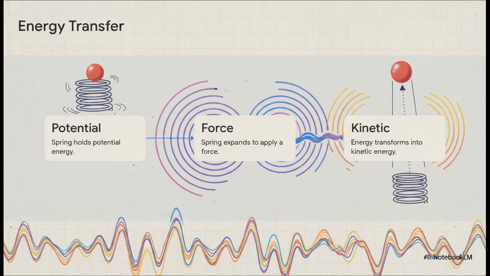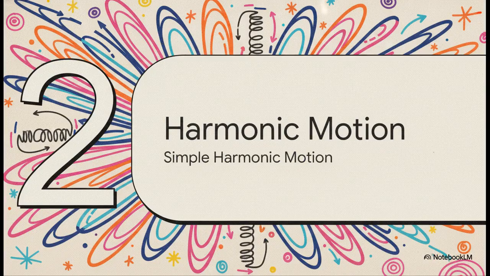So let's actually track how that happens step by step. Step 1, like we just said, the spring is holding all that potential energy. Step 2, you release it, and it expands, immediately applying a physical force. And step 3 is where the real magic happens. That stored potential energy instantly transforms into kinetic energy, the energy of actual motion. I mean, if you had a tennis ball sitting on top of that spring, it would absolutely go flying. And this core idea, energy shifting from potential to kinetic in a back and forth cycle, that is the absolute foundation of all vibrations.